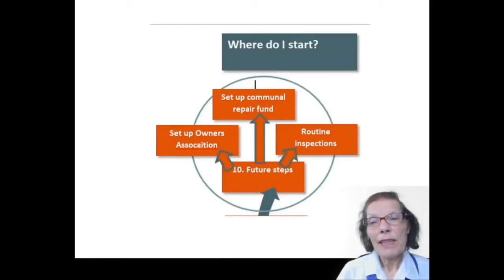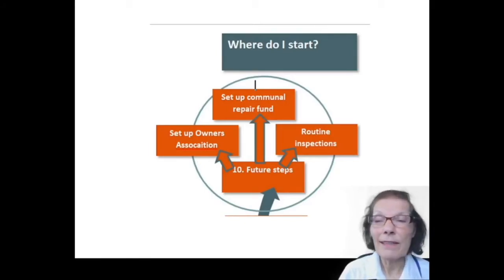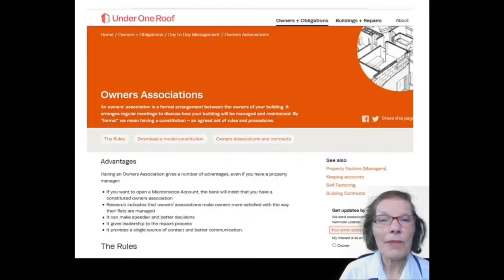So I think when I started on this, it began as that kind of simple question, but this is exactly what you should be doing, starting here. And here is having a proper system of management for your tenement. It's having an owners association, having that communal repair fund and the bank account, and going through routine inspections. And these are future steps that we recommend everyone take.